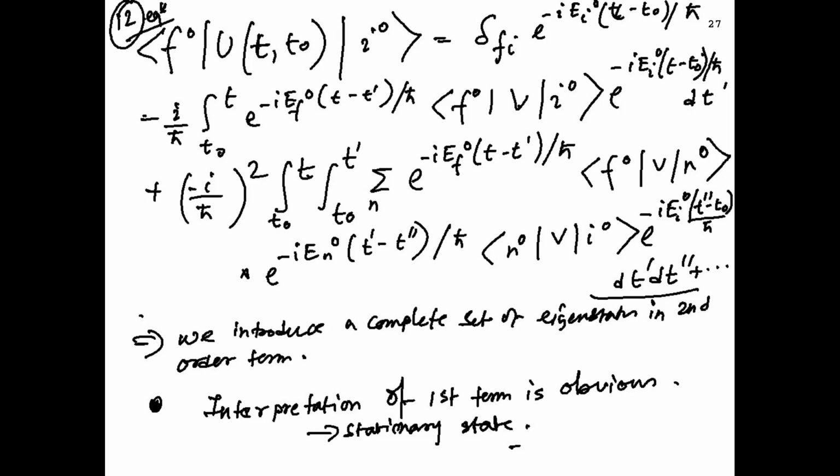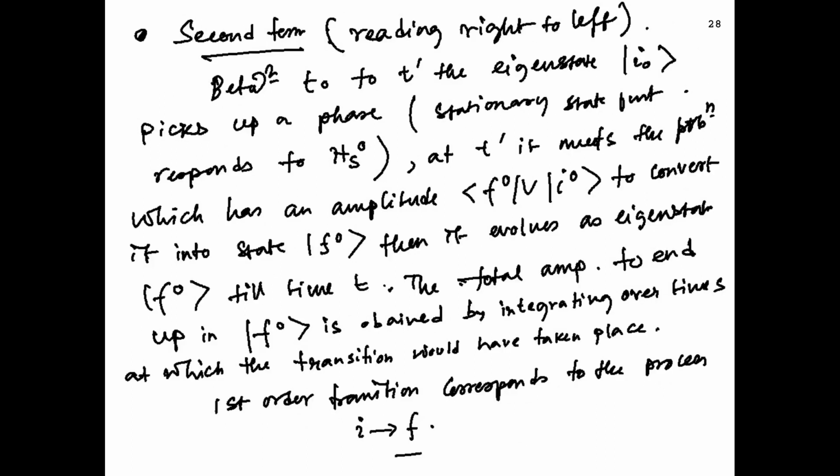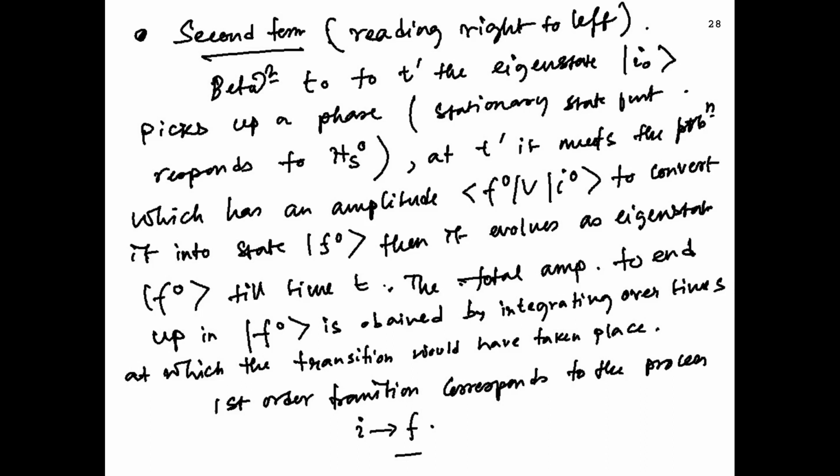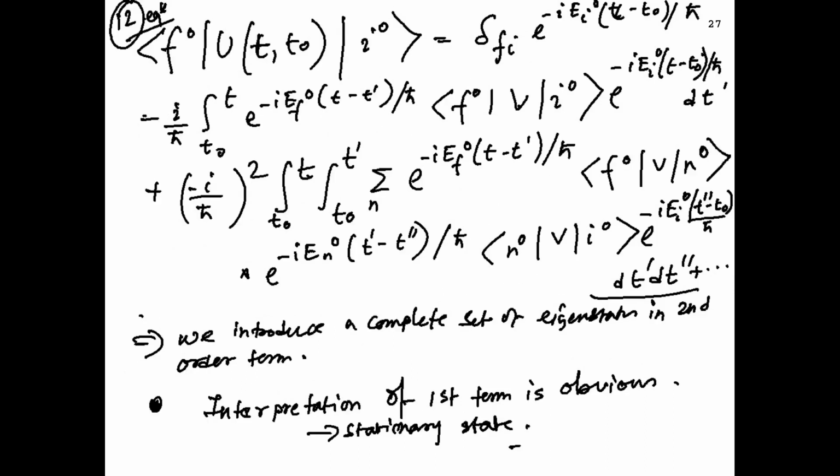In order to do that, let's go term by term. Let's look at the first term. The first term is obvious: it's a stationary state evolution. It just tells you that if you are in an eigenstate I0, what is the amplitude of going to the eigenstate F0 as if there is no perturbation present. So that is the 0th order term. I would like to call it a 0th order term, because here the perturbation term V_I is not present. So the first non-trivial term is the second term, and again, our rule is to read it from right to left.